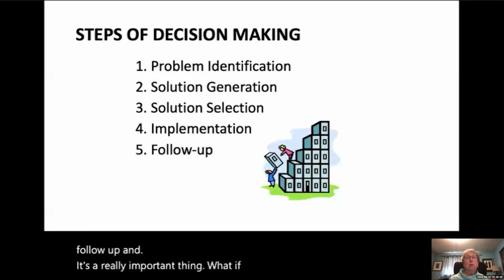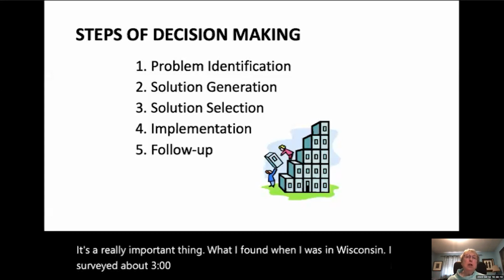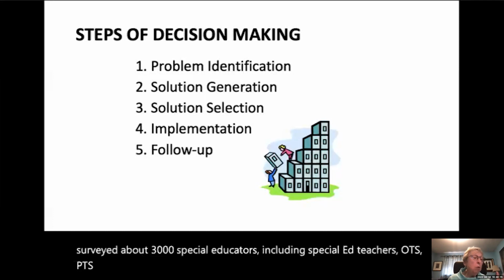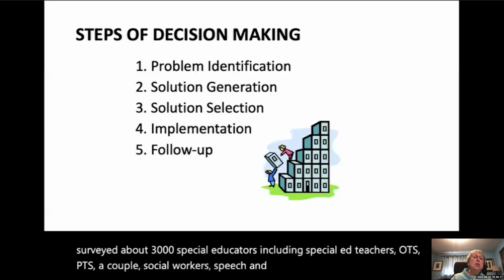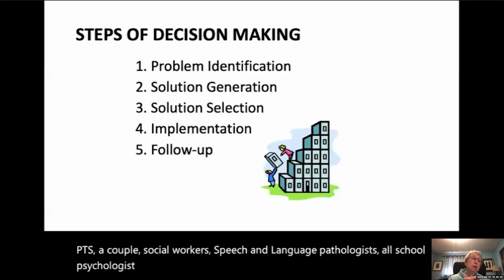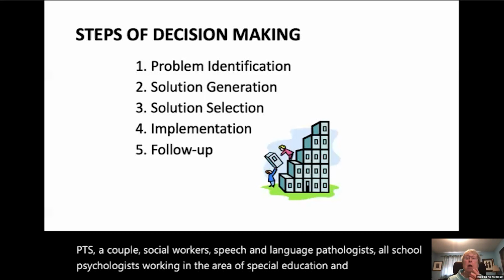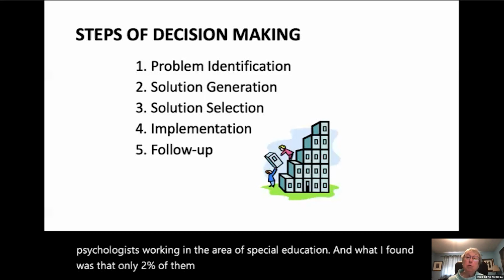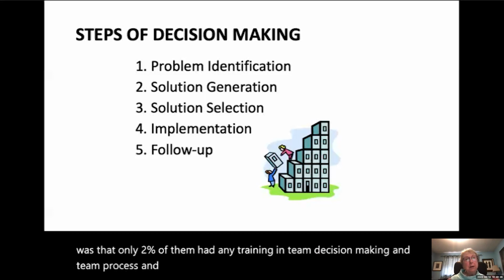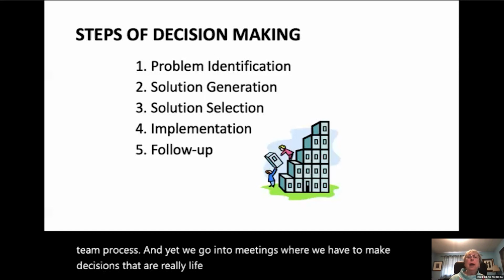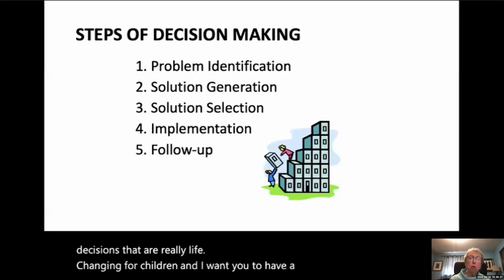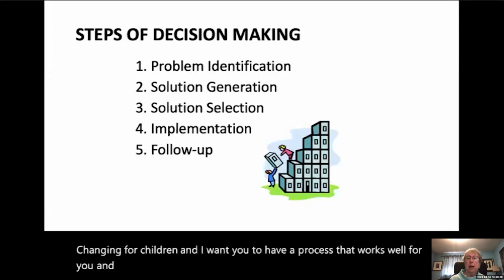What I found when I was in Wisconsin, I surveyed about 3,000 special educators, including special ed teachers, OTs, PTs, a couple social workers, speech and language pathologists, all school psychologists working in the area of special education. And what I found was that only 2% of them had any training in team decision-making and team process. And yet we go into meetings where we have to make decisions that are really life-changing for children. And I want you to have a process that works well for you and well for that child.